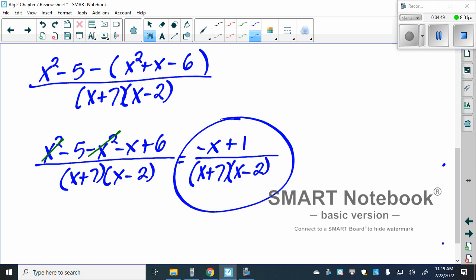So if I did have an x minus 1 in the denominator, then we would have needed to factor the negative out for them to be the same. But since x minus 1 isn't a factor in the denominator, we can actually leave it as that there. We're done. Any questions on this here?